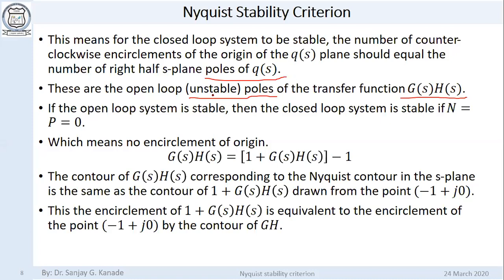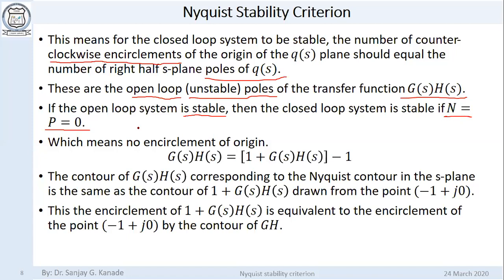What we are talking about is, if there are any right half S plane poles of QS, meaning if there are any unstable poles of the open loop transfer function, for that case the number of encirclements of the origin should be equal to that many poles. But if the open loop system is stable, meaning there is nothing on the right hand side, then the number of encirclements should be equal to 0.